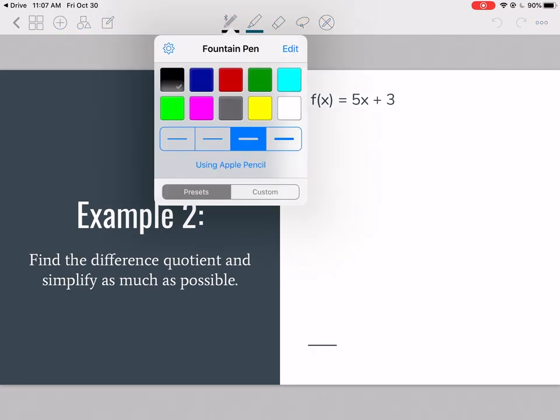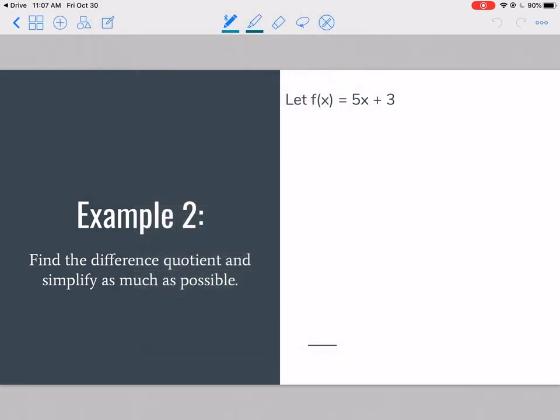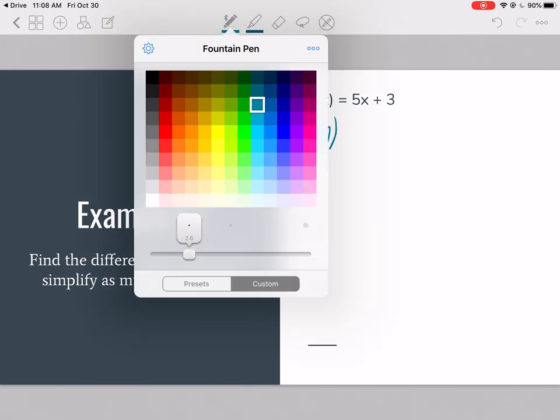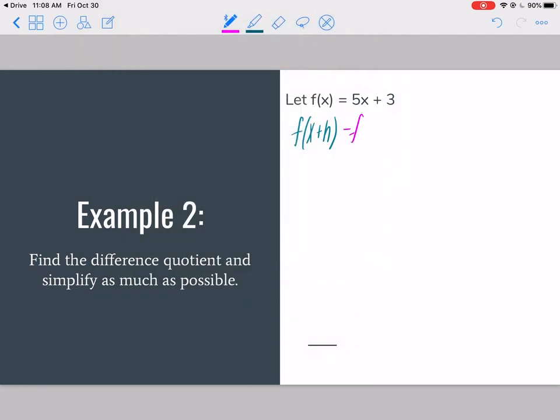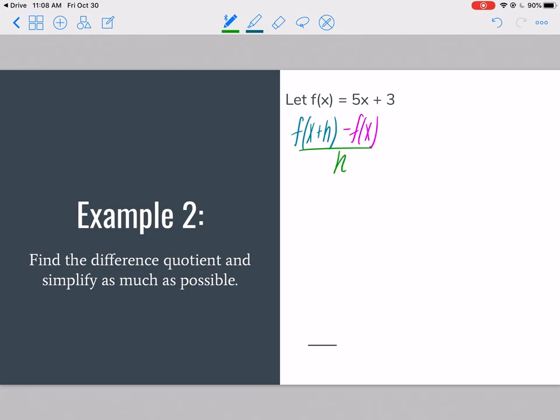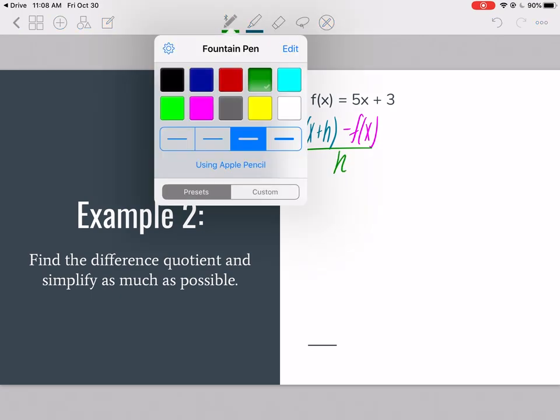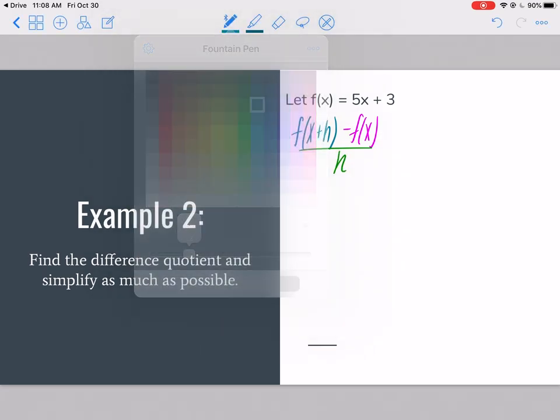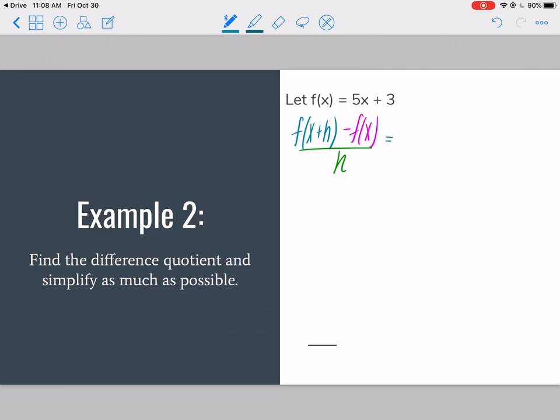So here's our second example. Okay, we've got f of x equals 5x plus 3. I always start out by writing f of x plus h minus f of x all divided by h. I just repeat the formula just so that I make sure I'm including every single part and piece of it. I would even suggest, if you guys have different colored pens or highlighters or pencils, using those like I'm using that here, because it can get real messy real fast, so it kind of just helps to make things clear.